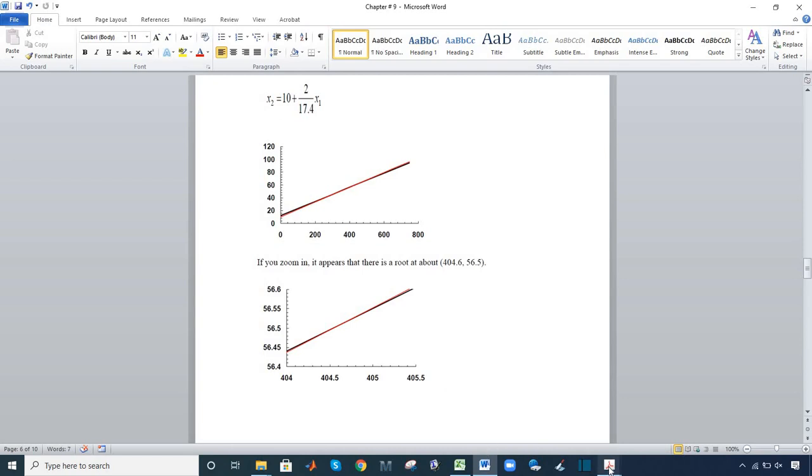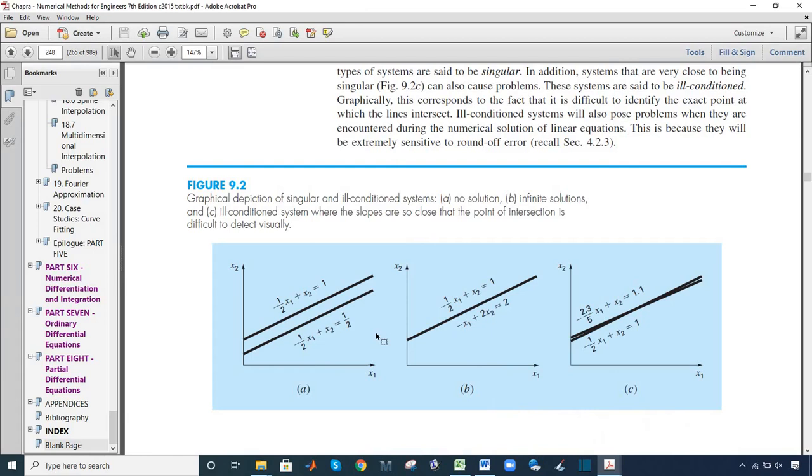There are three types of ill-conditioned system. First one this, second one this, and third one this. Observe critically that in this case there is no solution. These are parallel lines which can never meet each other at any point, so there is no solution.